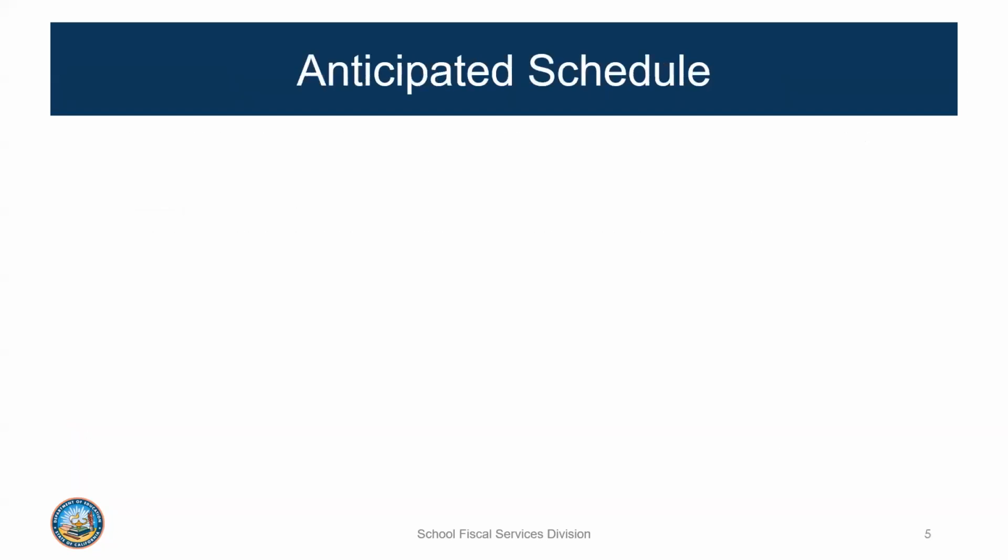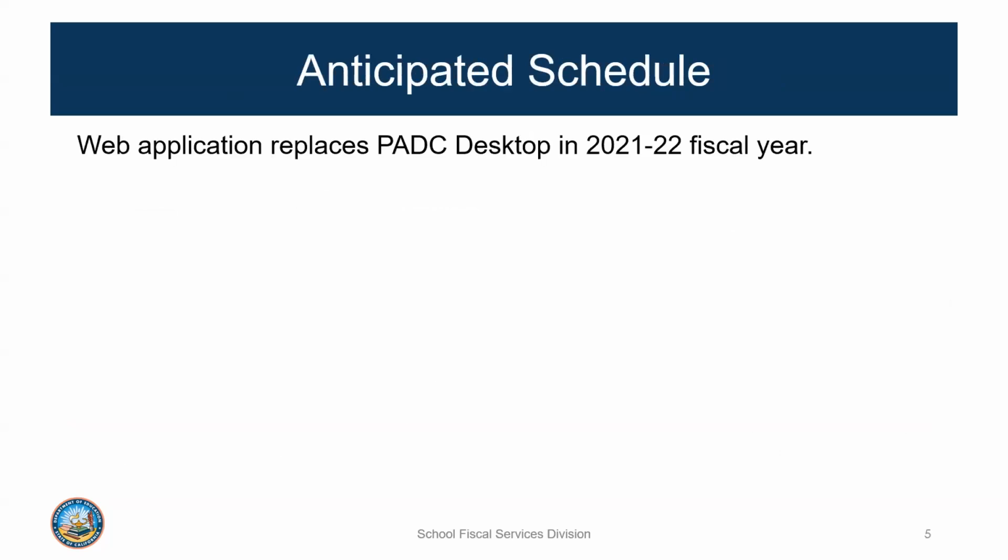I would like to now share our anticipated schedule. So the web application replaces the desktop software for the 2021-22 fiscal year, and that means that all of the data must be collected in the new application. So obviously the timing of this change is not ideal.